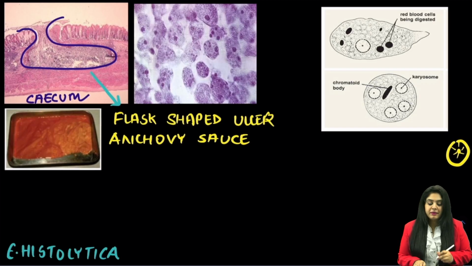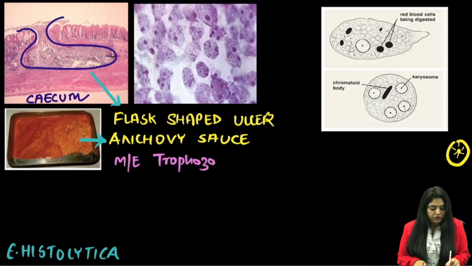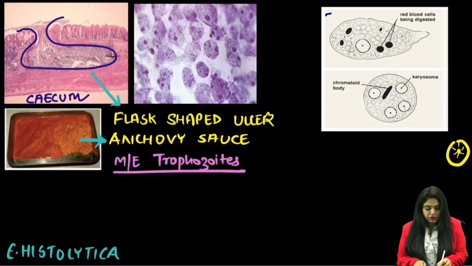Next, the same parasite can also infect the liver, and in the liver it results in this brownish color pus known as the anchovy sauce appearance. Now in both of these, whether it is the flask-shaped ulcer or the anchovy sauce, what I'm going to see on microscopic examination are the trophozoites. And now we need to know how the trophozoites look. So here you have a picture. This is showing you the trophozoite and this is showing you the cyst form.